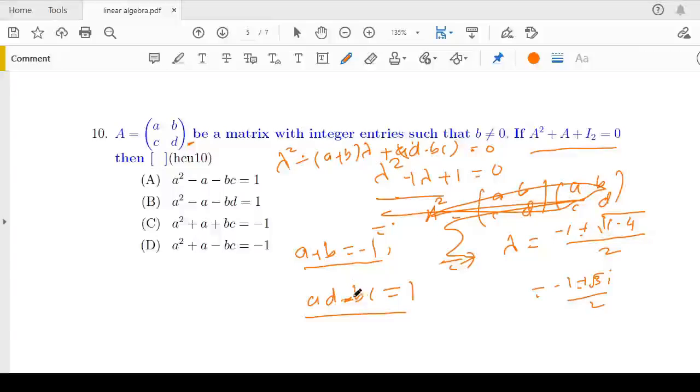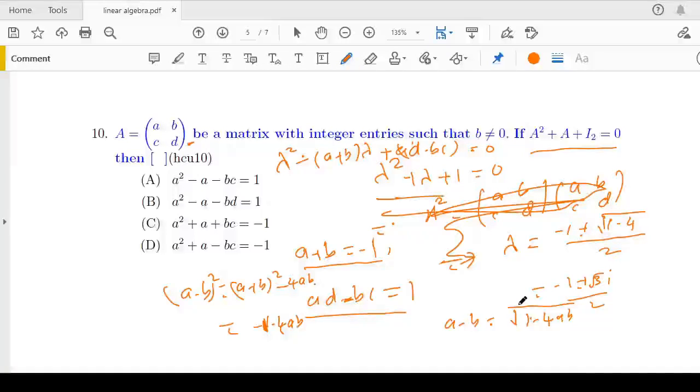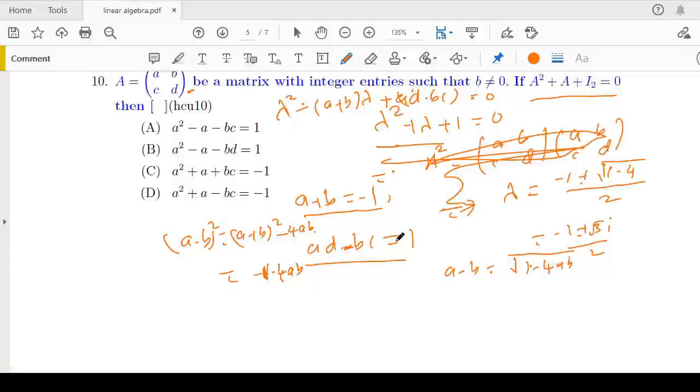Now substitute. A minus B whole square equal to A plus B whole square minus 4AB, but A plus B whole square equal to A plus B equal to minus 1 minus 4A. Therefore A minus B equal to under root of (A plus B) whole square, 1 minus 4A, under root of. Okay, now leave this question, we have to discuss later.